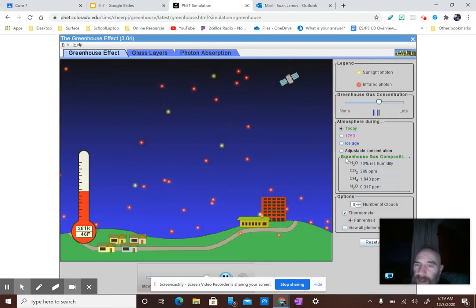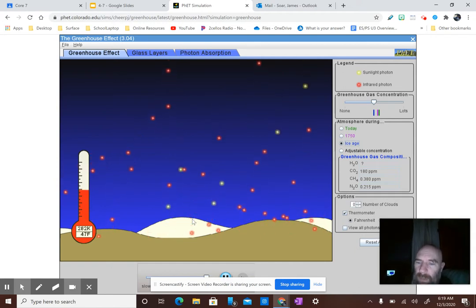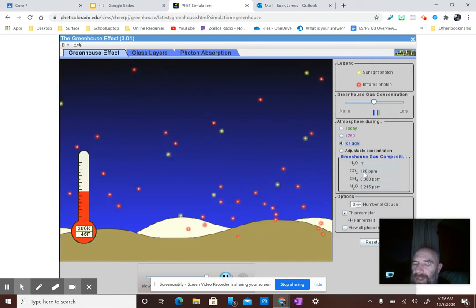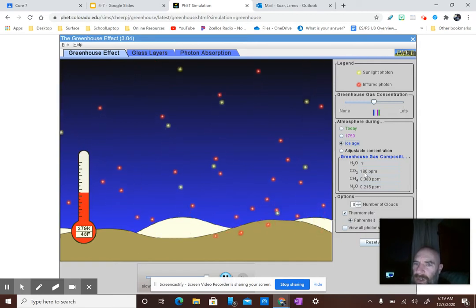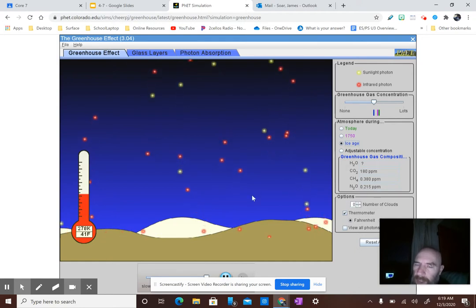All right. Now, let's click on the ice age. Goodbye, grass. Goodbye, green fields. Now you just got snow-covered plains. Looks like a movie from Frozen. All right, look at the greenhouse gases. You see how they went down in concentration? 180, 0.38 for methane. Nitrogen oxide is 0.215. So, yep, that's what happens during the ice age.